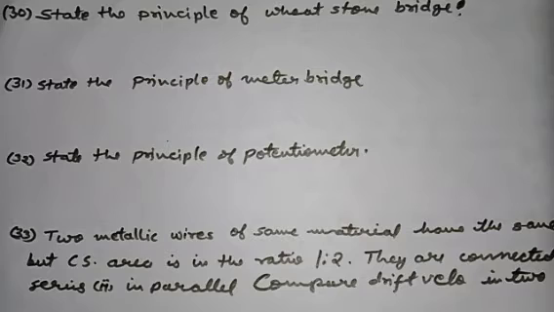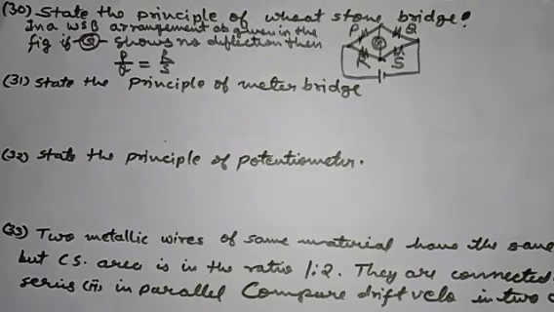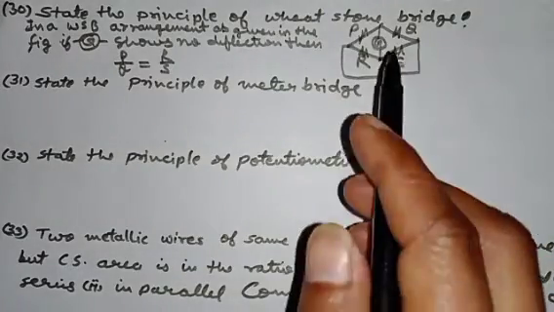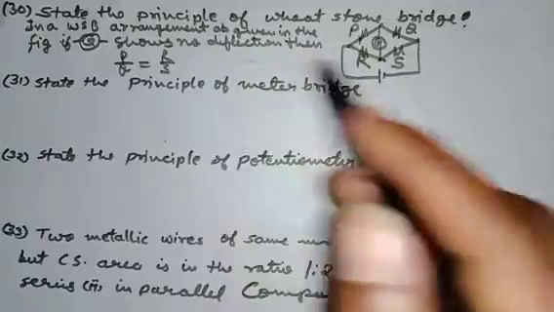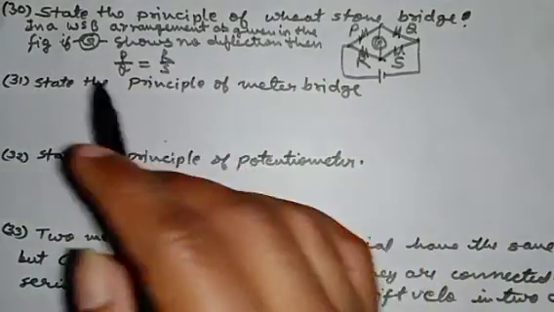So, principle of Wheatstone bridge, principle of meter bridge, principle of potentiometer. I am directly writing them and then I will explain. Here it is. See, actually this arrangement should be explained. That is why, without this, you can't write this expression.